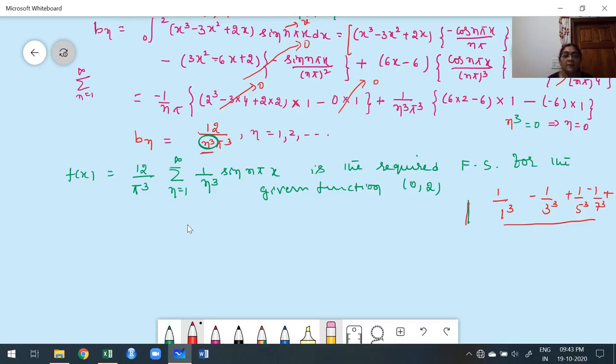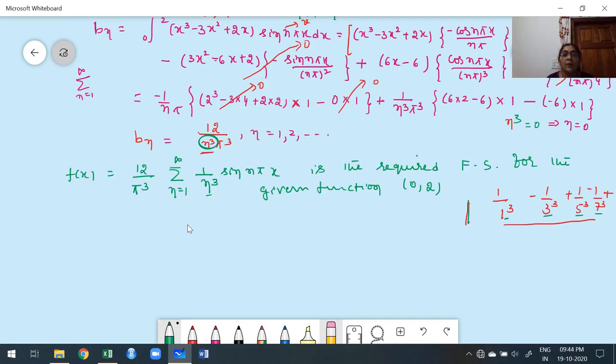Now observe this carefully. Put n is equal to 1, we get 1 by 1 cube. Put n is equal to 2, we get 1 by 2 cube. Put n is equal to 3, 1 by 3 cube. But observe carefully, here we have only odd values: n is equal to 1, n is equal to 3, n is equal to 5, n is equal to 7. We don't have any even values. I don't want all of 1, 2, 3. I only require n as 1, 3, 5, 7 like that.